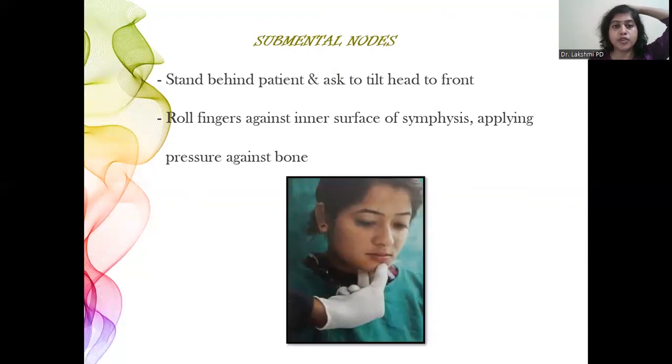And then you're supposed to be rolling the fingers, preferably your index and your middle finger or forefingers, under your chin, okay, with pressure against your bone. That is basically your symphyseal region. So this is exactly how you do it. All right.